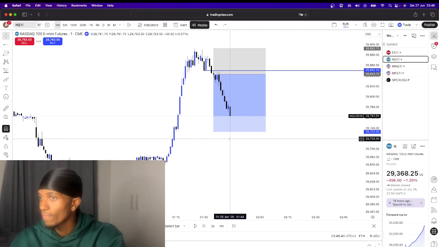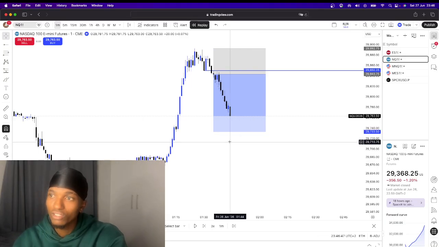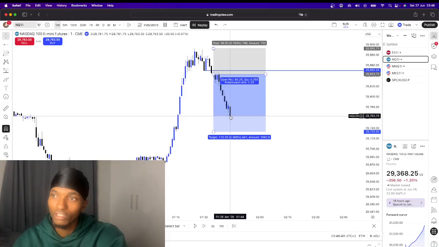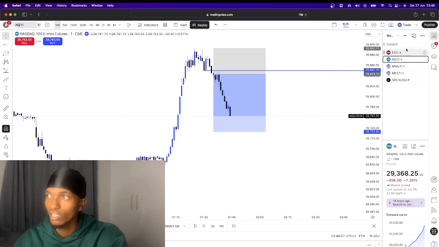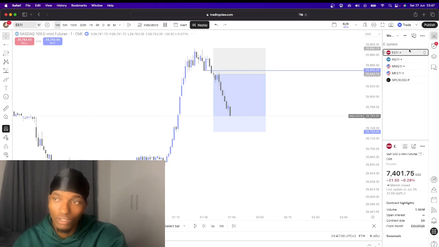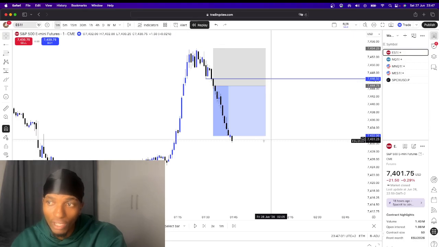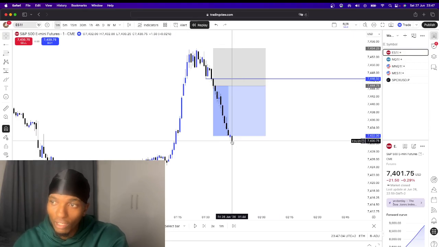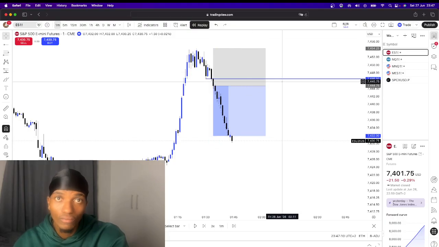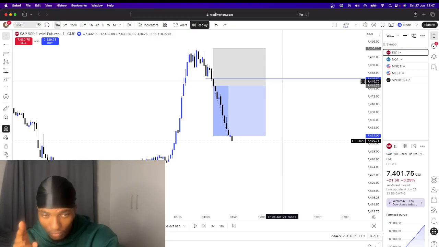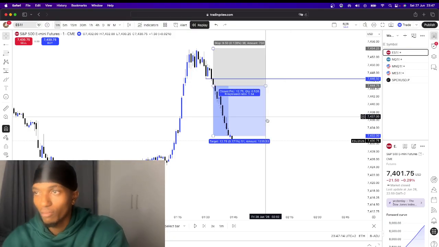right? Instead of Nasdaq, because you see on Nasdaq you would have been in the trade still waiting for your TP to be hit down here, whereas on ES we already hit our TP. And guess what can happen while you are waiting for your TP to be hit on Nasdaq? Price can reverse and go for your stop loss, right? So we need to be smart about it.